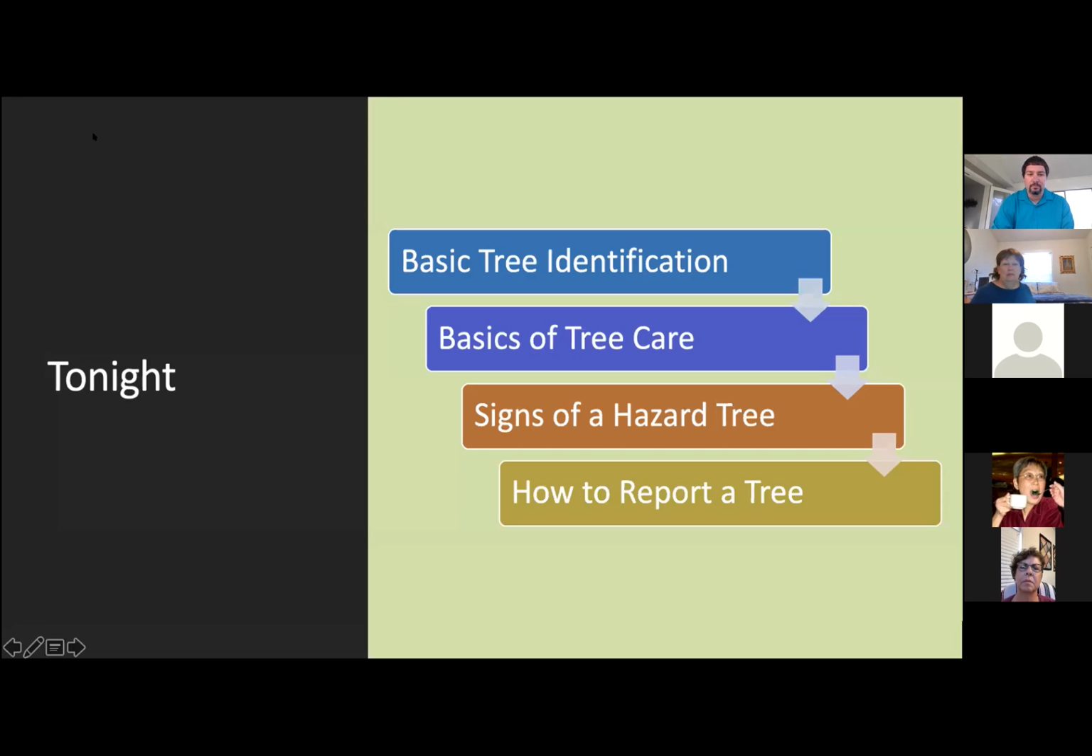So we're going to work on some basic tree identification. We're going to talk about the basics of tree care, signs of a hazard tree, and then we're going to go into how the city would like trees to be reported and kind of what that process would look like for getting a tree managed appropriately.